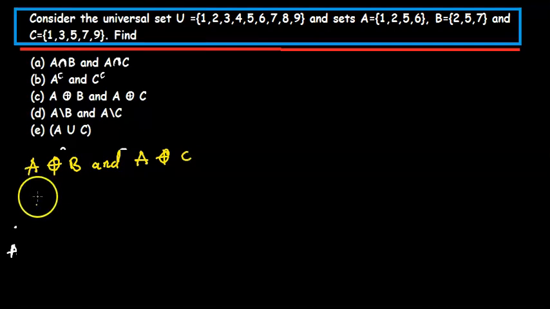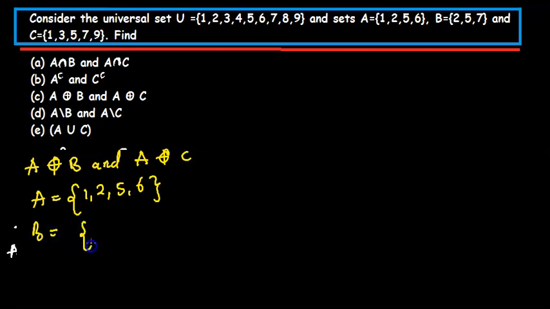Let's say we are given set A. We know our set A is 1, 2, 5, and 6. And we are given set B. Set B in this problem is 2, 5, and 7. And we are asked to find A with the symmetric difference of B. Let's start with the first one.